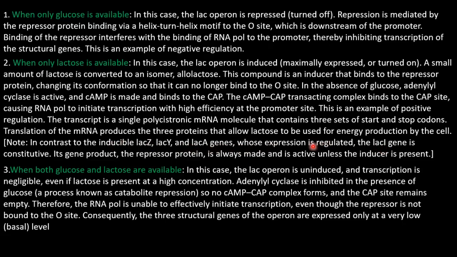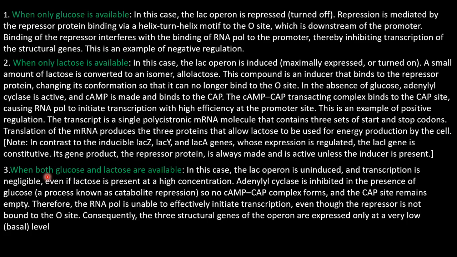This is what I was saying. The Lac I gene is constitutive. Its gene product, the repressor protein, is always made. So you have constant production of the repressor protein, but its activity will be determined by the presence or absence of allolactose. So it is inactive when allolactose is present, but active when allolactose is absent. So when allolactose is not present, it will bind to the O site, but when allolactose is present, it will bind to the repressor, changing its conformation, hence it will no longer bind to the O site.